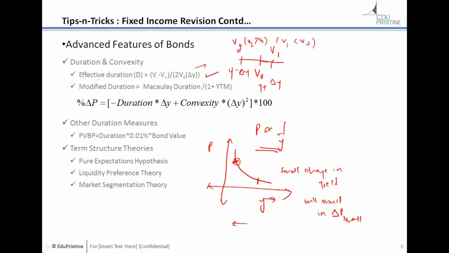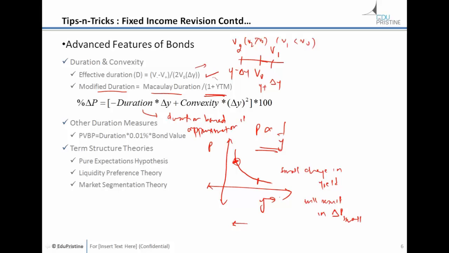Now one must have clarity that this duration is nothing but the Macaulay duration or the effective duration. Modified duration is typically used, which is nothing but Macaulay duration divided by 1 plus YTM. So this is something which one must remember. In addition to duration, one also tends to bring in convexity, because duration is an approximation-based method. So duration-based approximation is only valid if delta Y is very small.